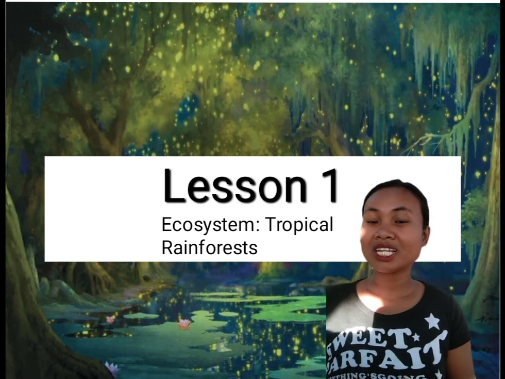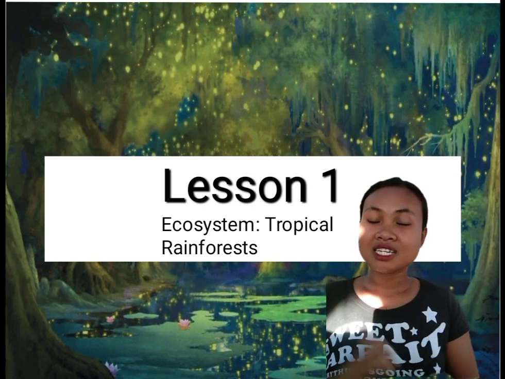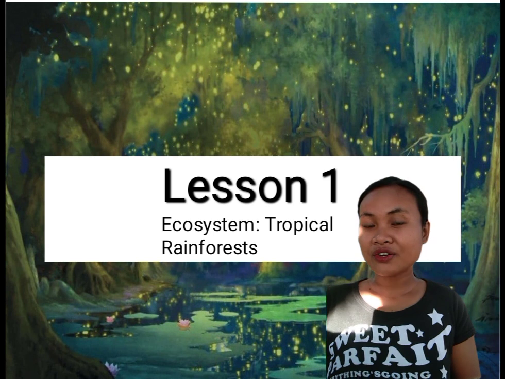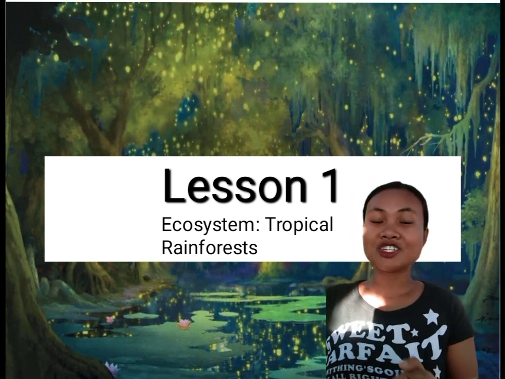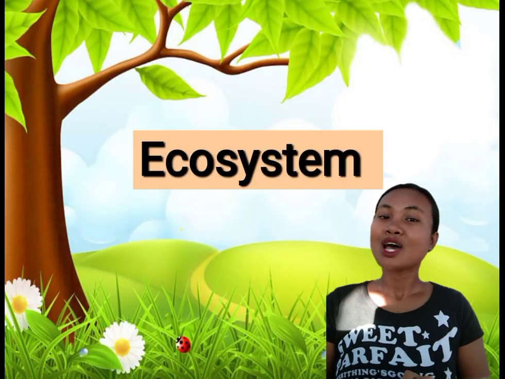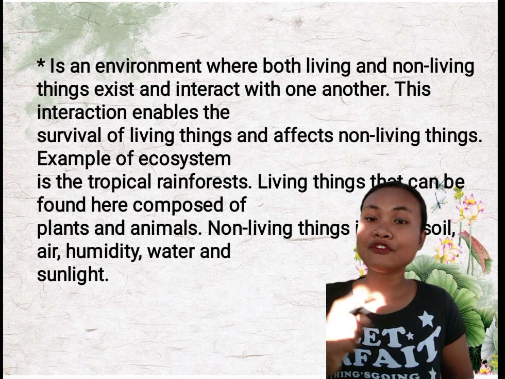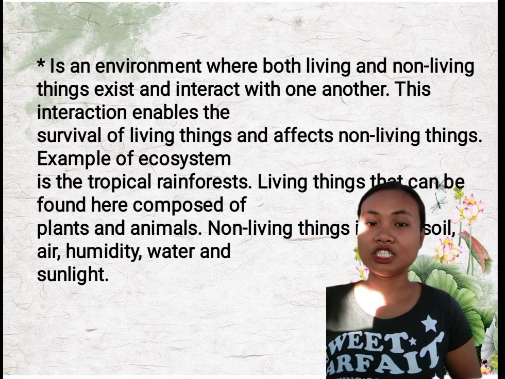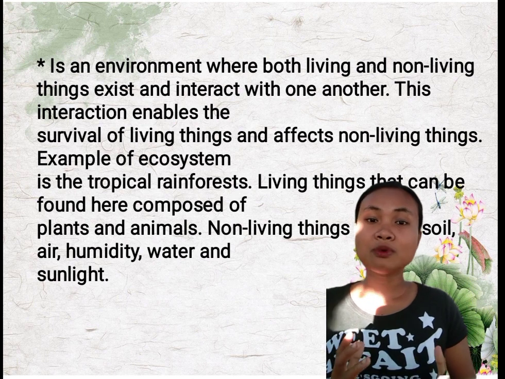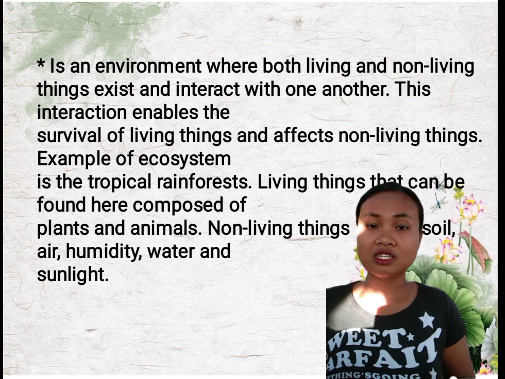With you my report that is all about interaction among living things in tropical rainforest. But before we get started, let us know first what is ecosystem. So ecosystem is an environment where both living and non-living things exist and interact with one another. This interaction enables the survival of living things and affects non-living things.